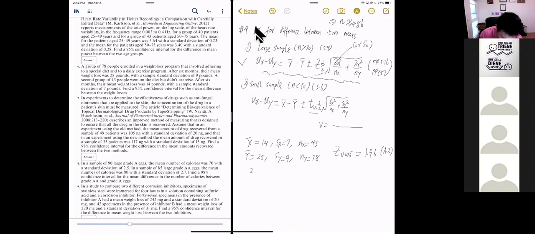So 25 minus 14 plus minus 1.96 times the square root of the sample standard deviation 7, sample size, another standard deviation 9, sample size. So that is question number 4.